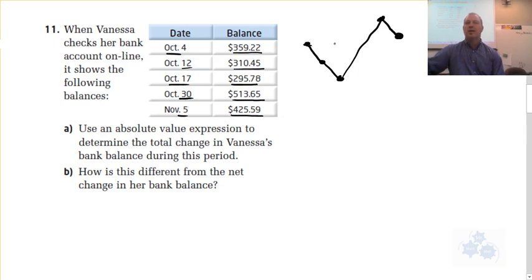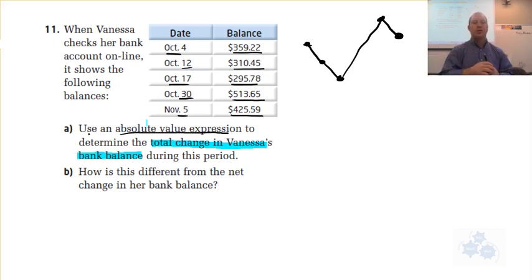So this is sort of what's happening to the bank account. The question says, use an absolute value expression to determine the total change in Vanessa's bank account. So this is very important. The total change in Vanessa's bank account balance is referring to an absolute value of just recording all of the changes. It's not a difference between the beginning and the end.